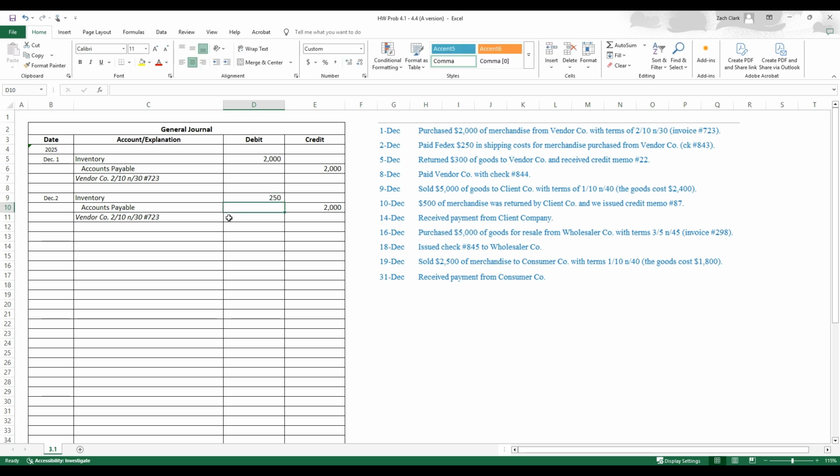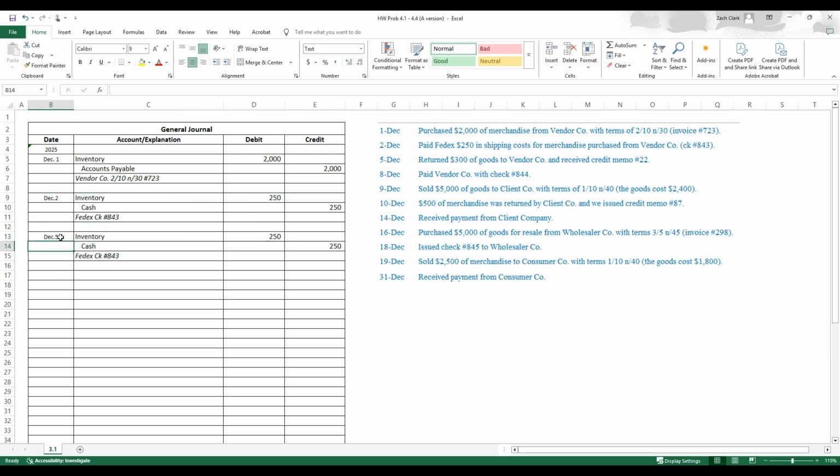And so we have $250. And this one says paid, and it has a check number there. So let's credit cash. And we'll just say FedEx, check number 843 for our little explanation there. Oop, and then we're going to want to make sure our debits and credits equal. Okay.